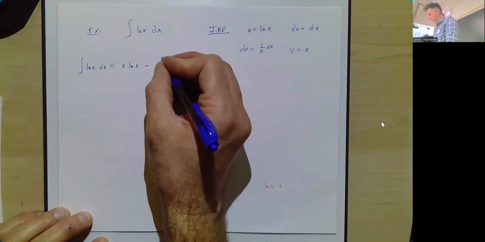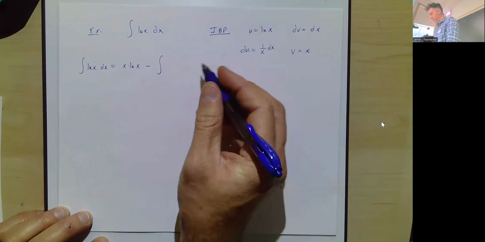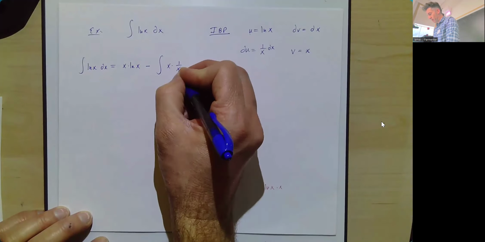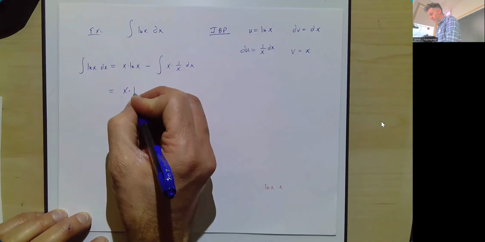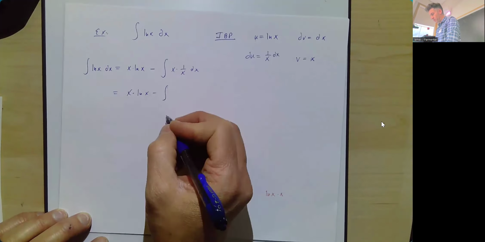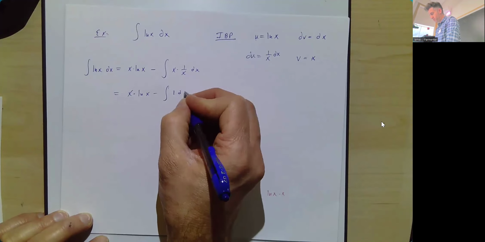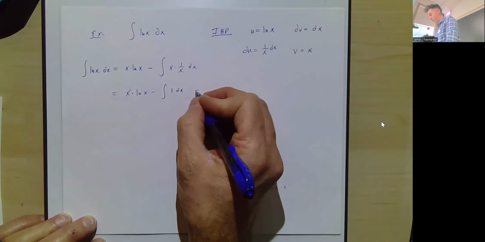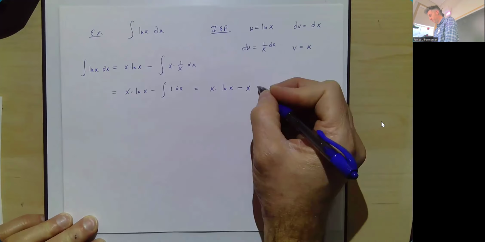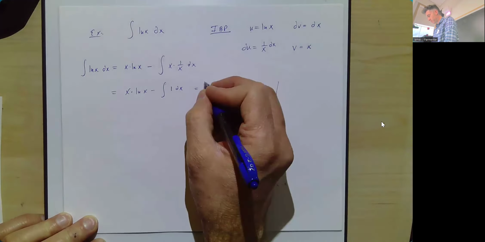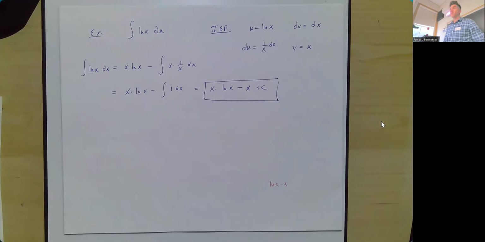Minus the integral of v times du, which is x times 1 over x dx. And x times 1 over x is just 1. And the antiderivative of 1 is just x. So the antiderivative of the natural log of x is kind of funky, but it is x times the natural log of x minus x.